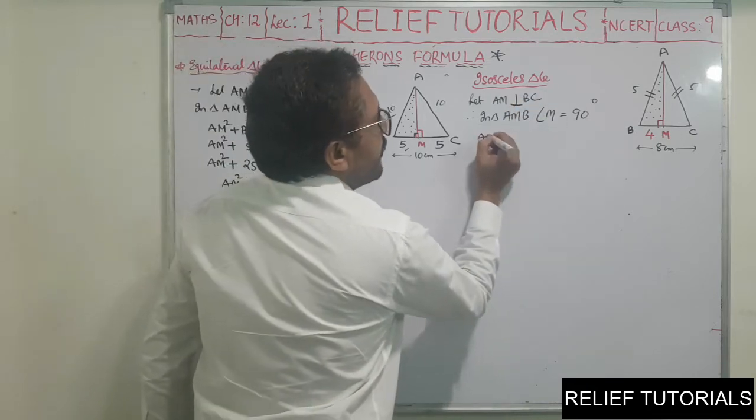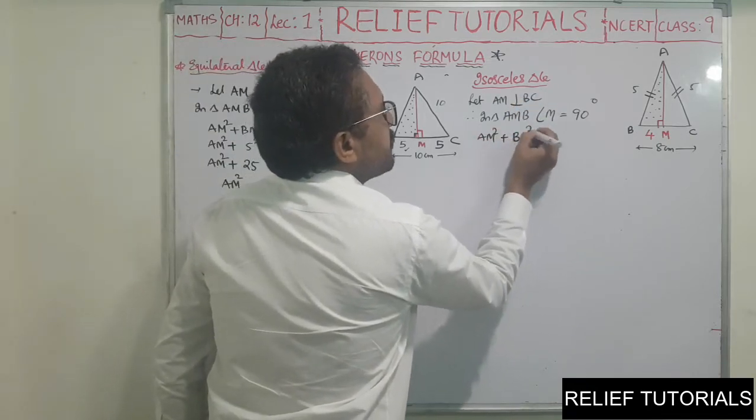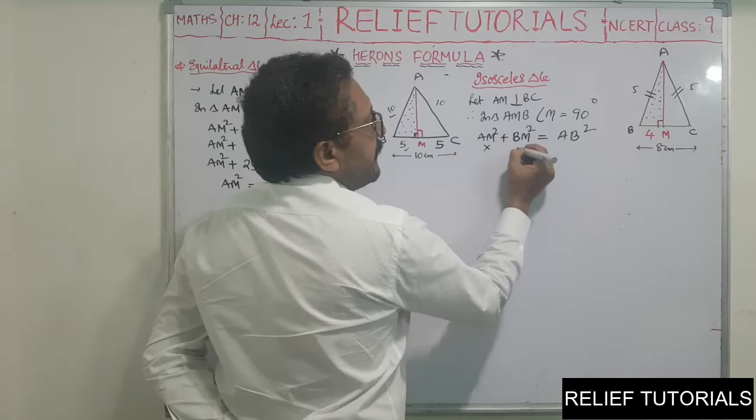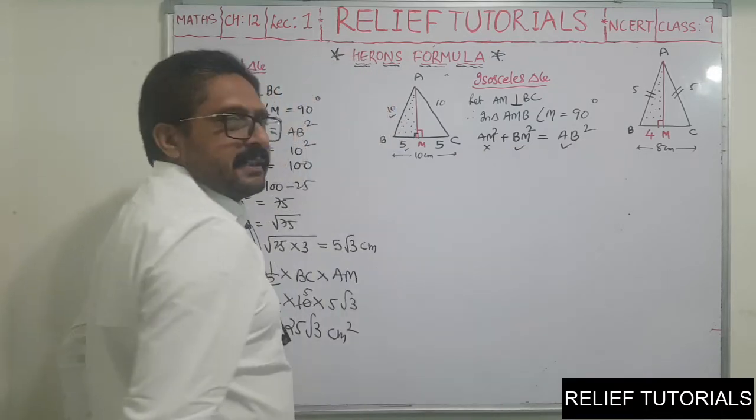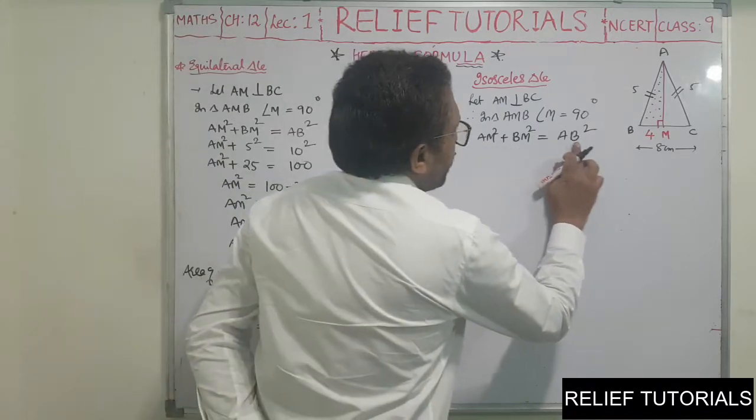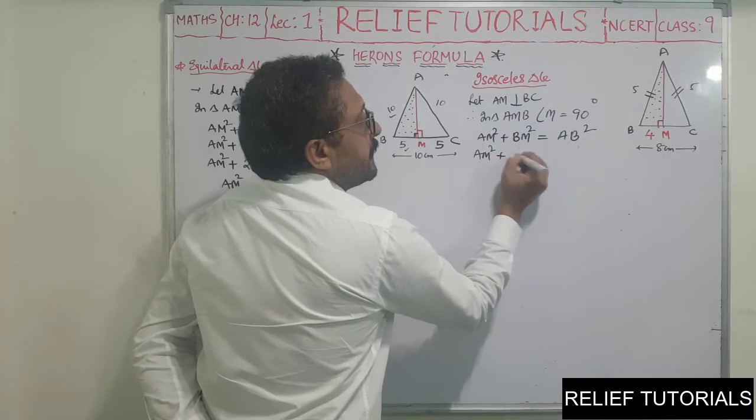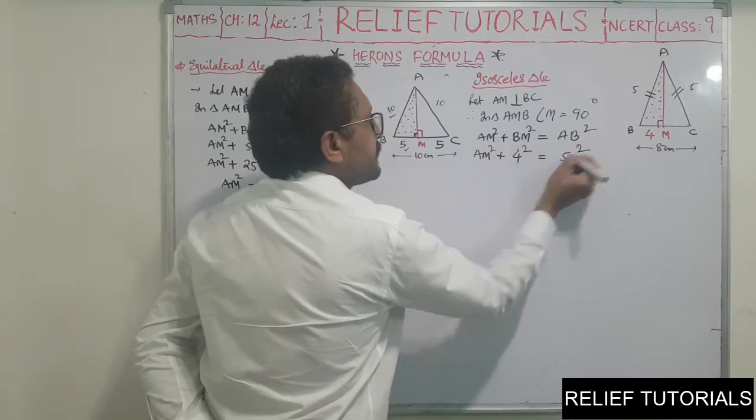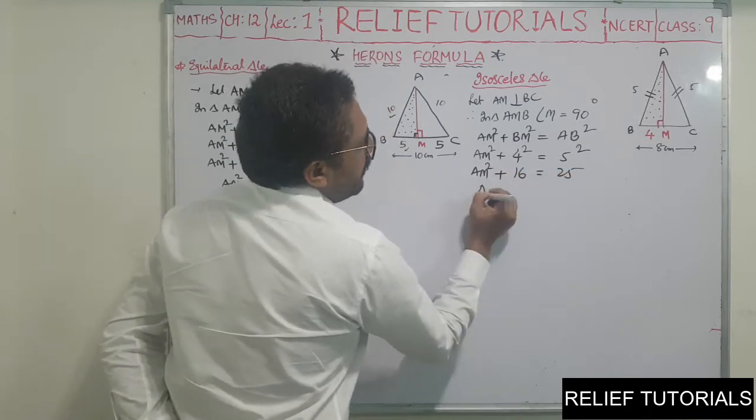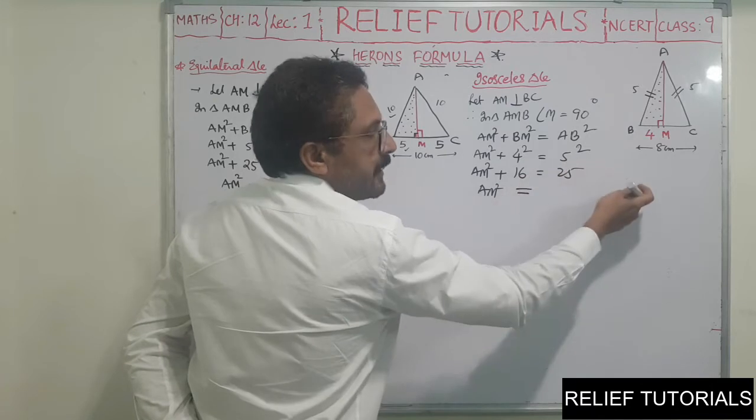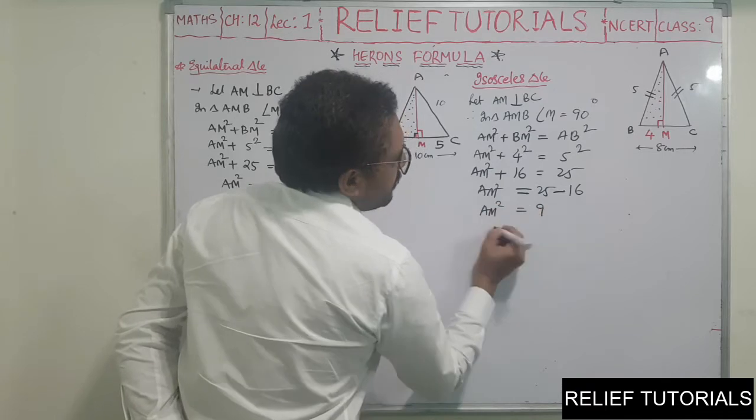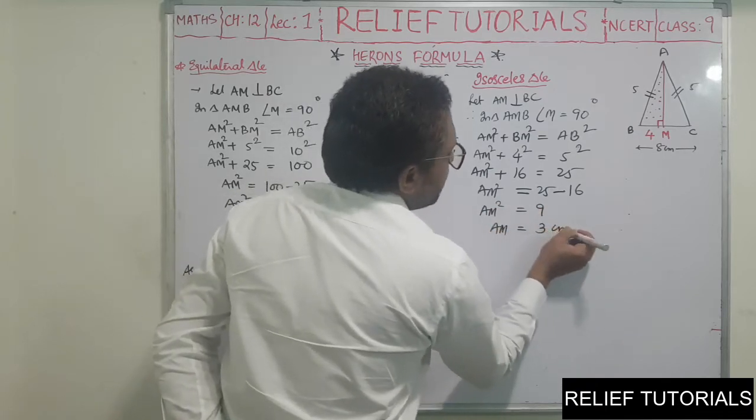Okay, now see, what do we write? AM square plus BM square is equal to AB square. We don't have AM, we have BM, we have AB. So from these three we have two sides, so you can find the remaining missing side. Now AM square, BM is 4, so 4 square, here it is 5. AM square, 4 square is 16, 5 square is 25. AM square is equal to 25 minus 16. So AM square is equal to 9. So AM is equal to 3 centimeter.